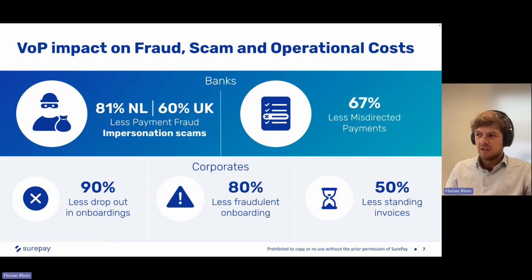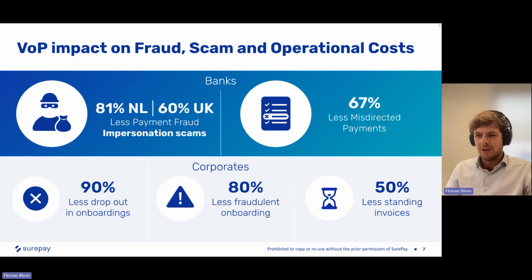And also in the UK, we saw a similar decrease in payment fraud, even though it was slightly less, but it also is because of the setup that they have chosen over there. It's slightly different than VOP. Within VOP, we have to check every payment, whereas in the UK, you only have to check when you add a beneficiary to your address book. So the effectivity is slightly less over there.